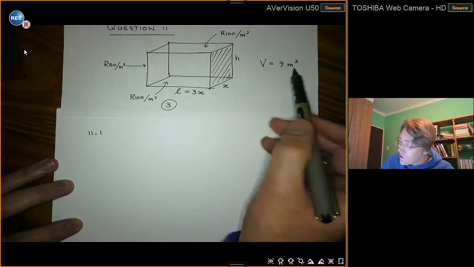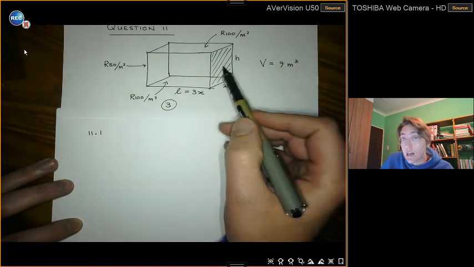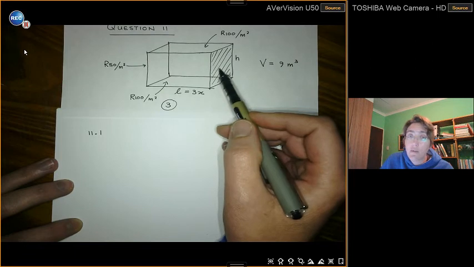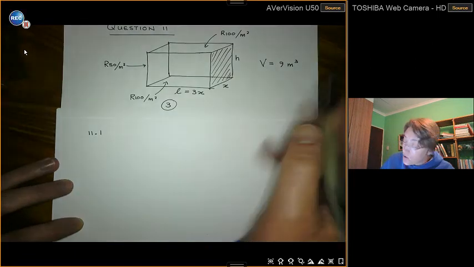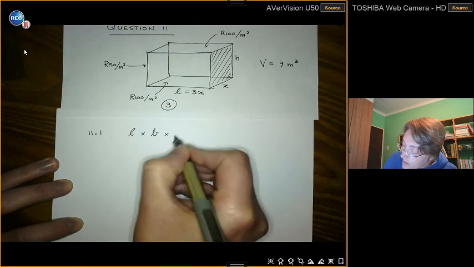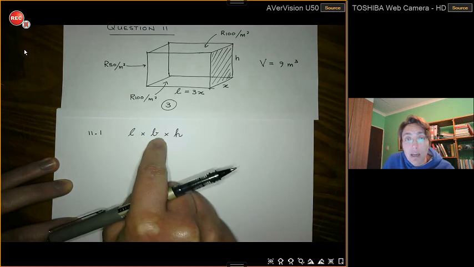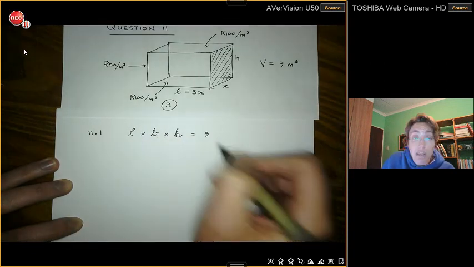So we first look at that piece of information, saying, how do we calculate the volume of a rectangular box? And you should know this off by heart. They're never going to give you the formula for calculating the volume of a rectangular box. You guys should know it's length times breadth times height. So the length times the breadth times the height is supposed to be equal to that 9 meters cubed.